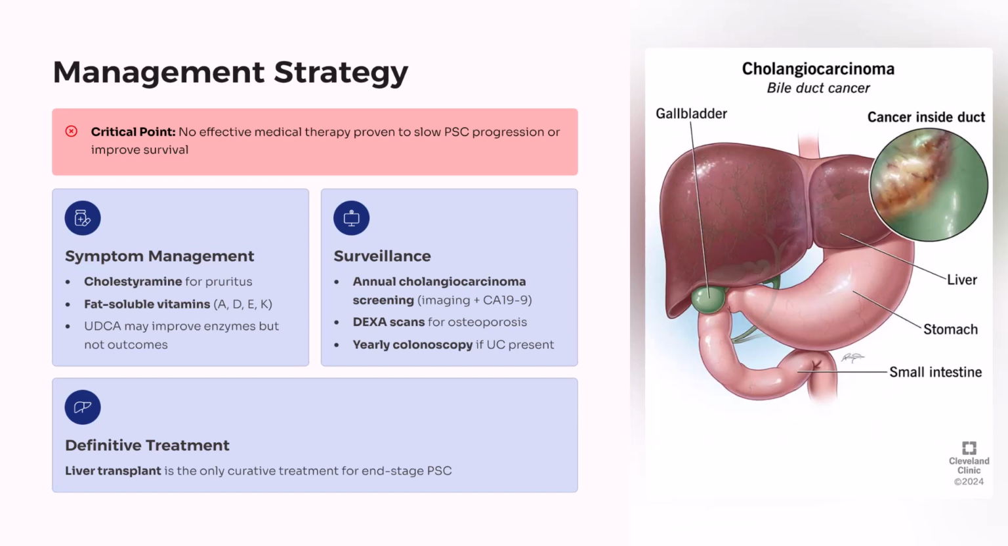2. Surveillance. This is critical. Because of the high risk of cancer, these patients need annual surveillance for cholangiocarcinoma with imaging and CA19-9. They also need regular DEXA scans for osteoporosis and, if they have UC, yearly colonoscopies. And 3, definitive treatment. The only curative treatment for end-stage PSC is a liver transplant.